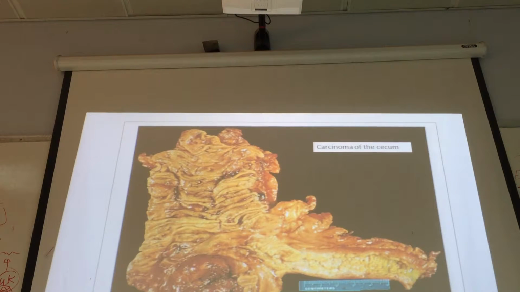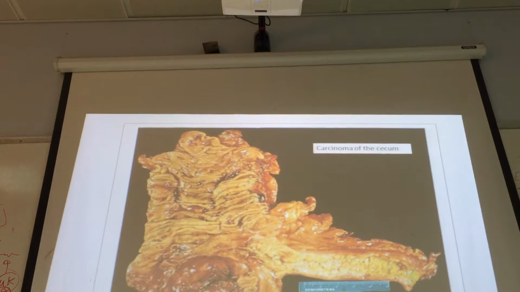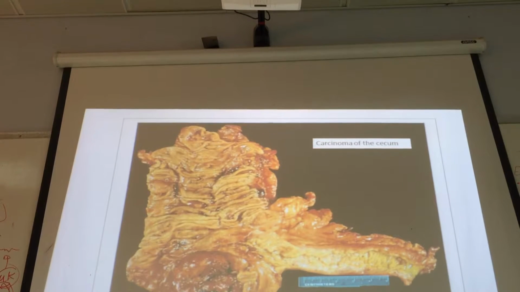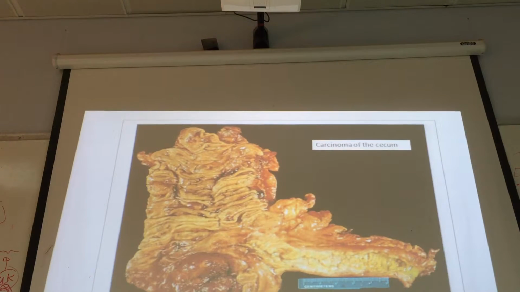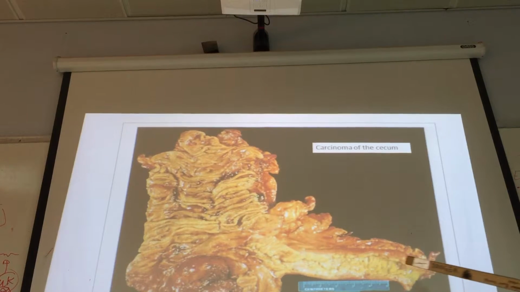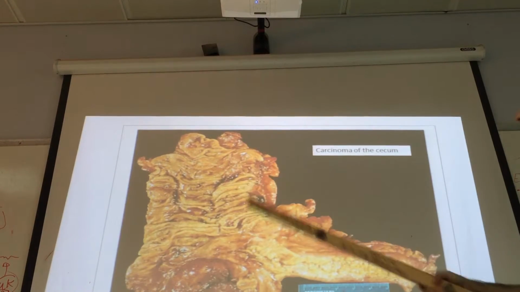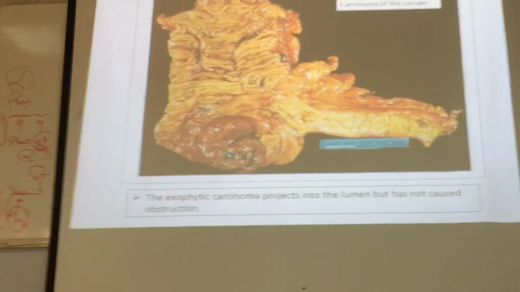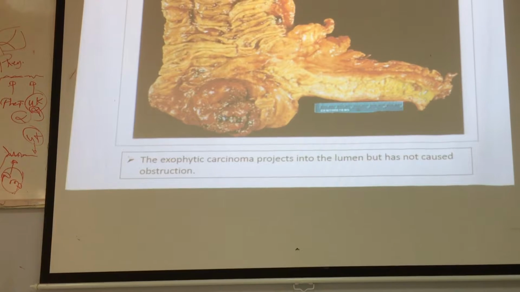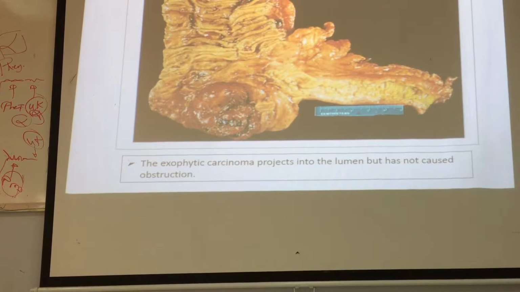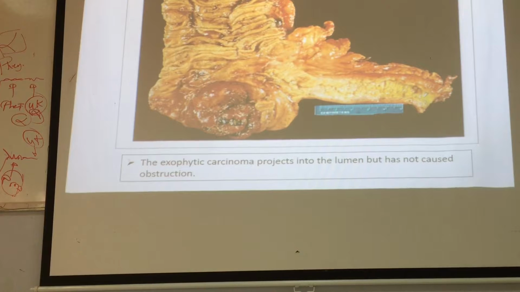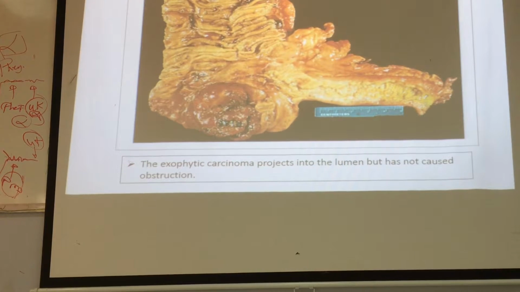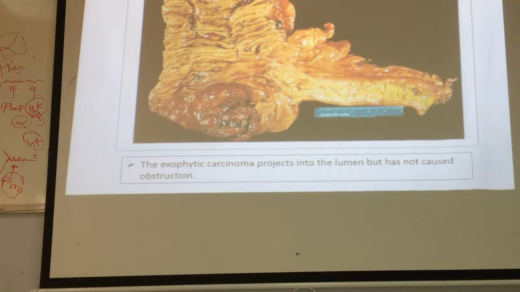We are coming to the carcinoma of the cecum. Where is the carcinoma here? The left. Very easy. What is this? Ileum. What is this? Cecum. And this is the carcinoma. The exophytic carcinoma projects into the lumen, but it has not caused obstruction. For obstruction, it has to fully obstruct the lumen. So maybe partial obstruction is there. So this is the exophytic carcinoma, occurring in the region of the cecum. It can be anywhere: ascending colon, descending, transverse, rectosigmoid area. So this is for the cecum.